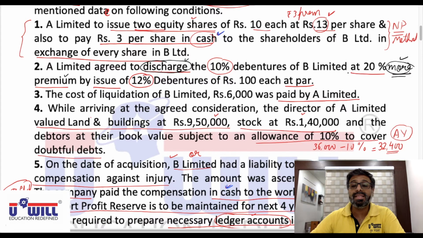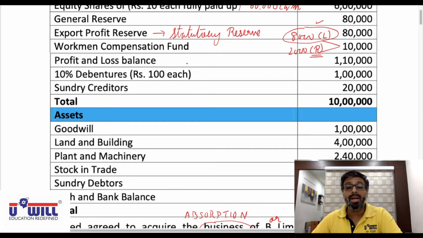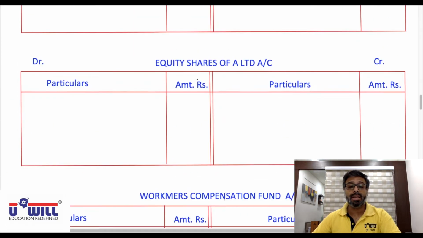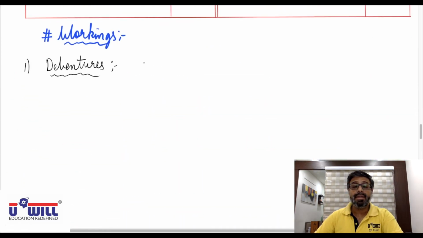I repeat it. This premium is not the one where the company is issuing shares and debentures at premium. Because if you see the next part, by issue of 12% debentures at par, the new company A limited is issuing 12% debentures at par. So what does this premium mean? This premium means that for this old company's 10% debentures of 1 lakh rupees, the company is giving 20% more amount.